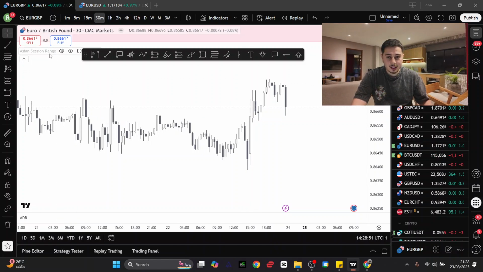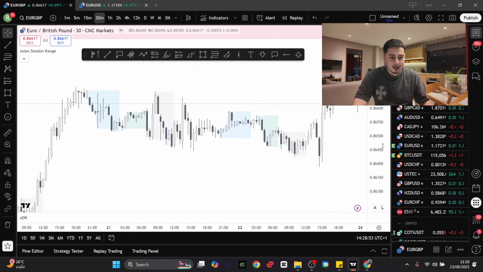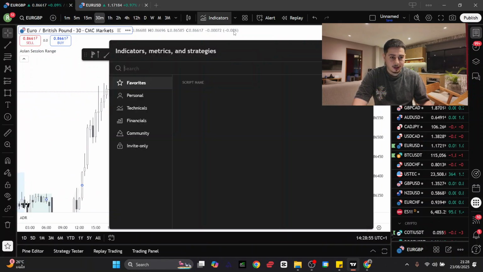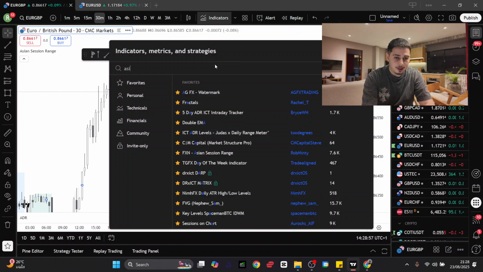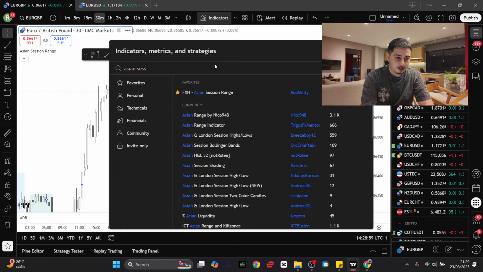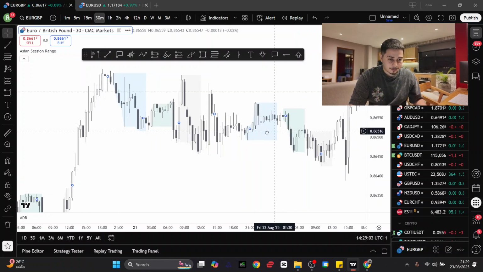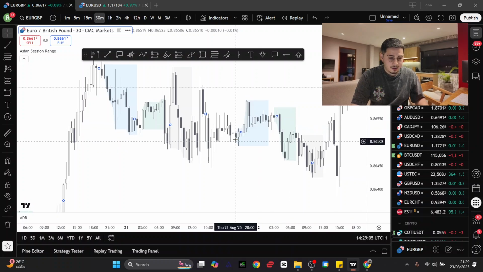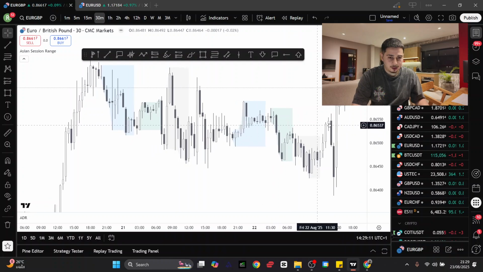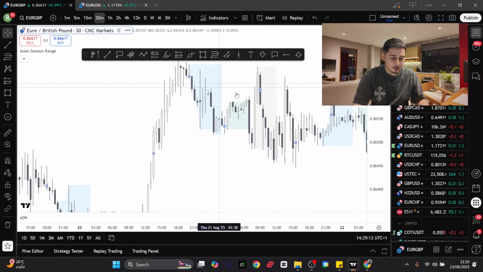So I use an indicator called Asia session range here, and it actually marks out the session. You can get it here if you go to indicators. Just type in Asian session range by Rob Minty. You just click it and it'll come up. And here I can see the session times, right? See here, I need to actually change the session times, but they're basically in blue boxes and whatnot.